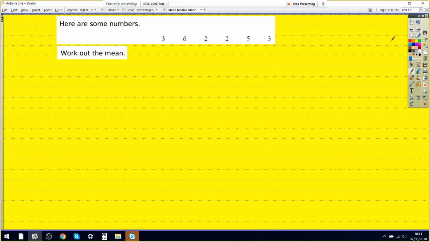Okay, the mean. How do you work out the mean? Don't you add it all up and divide it by the amount of numbers there are? So what would you divide these by? 6. Do you have a calculator? No, I'll just do that now.